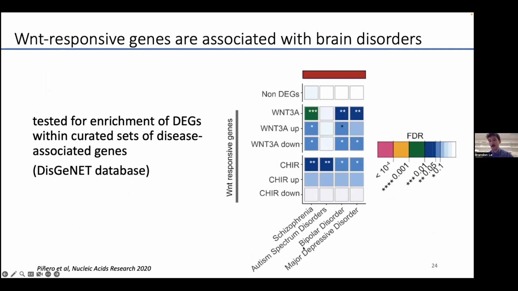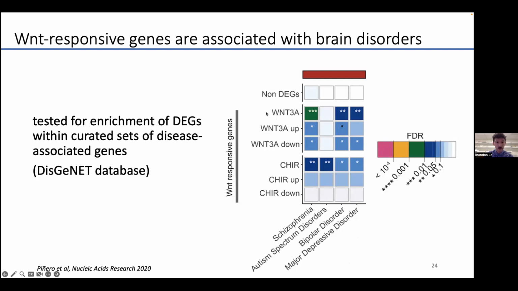Great. So with all of these changing chromatin regions and gene expressions in hand, we wanted to see whether these were actually relevant to complex brain traits. Taking the differentially expressed genes first, we tested for enrichment within the set of curated disease-associated genes from the DisGeNET database. And I'm just showing a subset of the gene categories that we tested here that are relevant to neuropsychiatric disorders. So we're looking at schizophrenia, autism, bipolar, and major depressive disorder here.